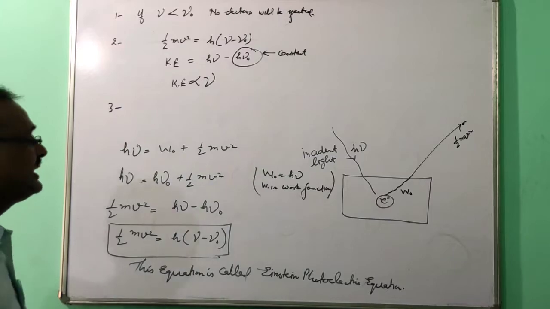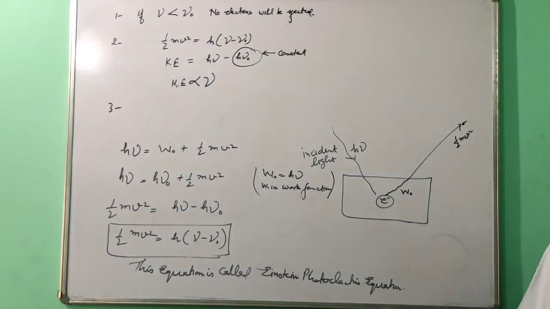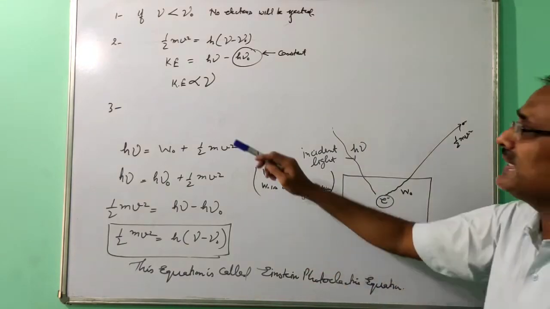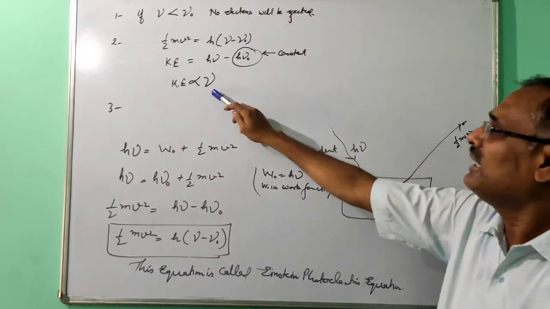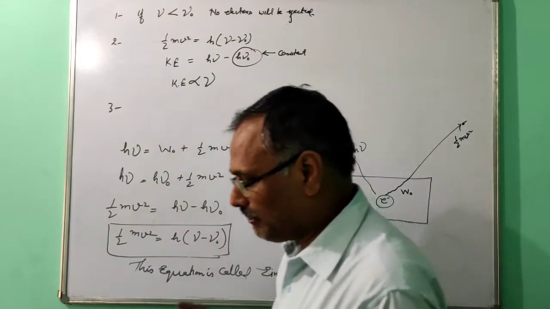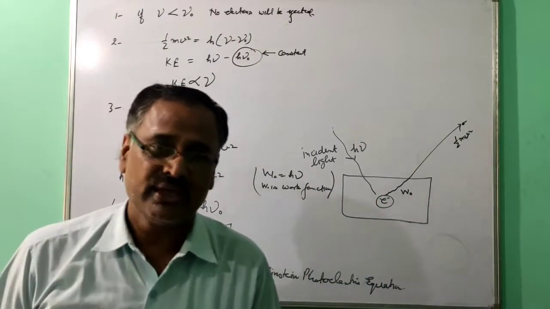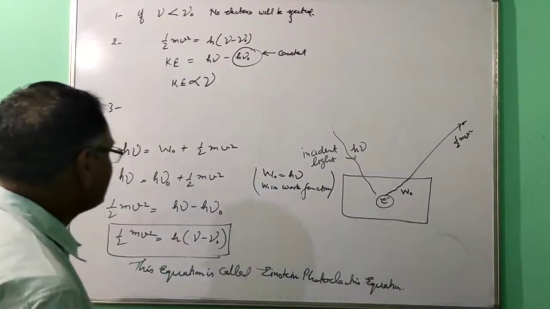So this is the second point in the photoelectric effect. The kinetic energy of the ejected electron is directly proportional to the frequency of the incident light. Then the third point: the number of photoelectrons emitted is directly proportional to the intensity of the light.